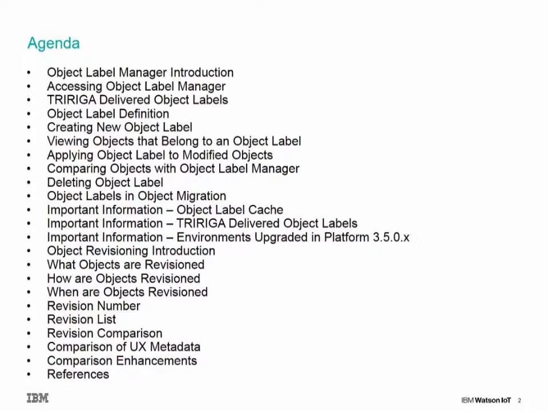Today's agenda will first cover aspects of object labeling, so an introduction to Object Label Manager, accessing Object Label Manager, TRIRIGA delivered object labels, object label definitions, creating a new object label, viewing objects that belong to an object label, applying an object label to modified objects, comparing objects with Object Label Manager, deleting an object label in object migration, and then we'll go over some important information regarding object labels and Object Label Manager.